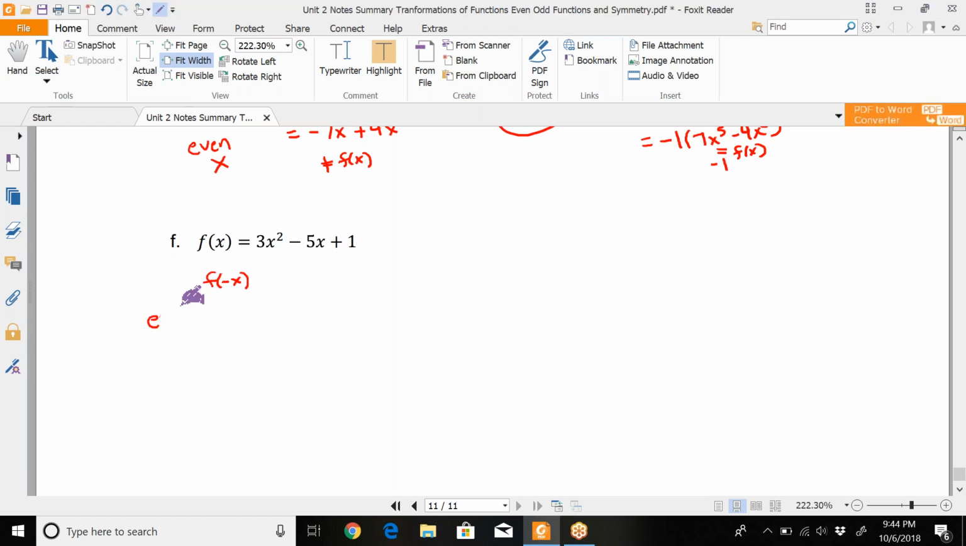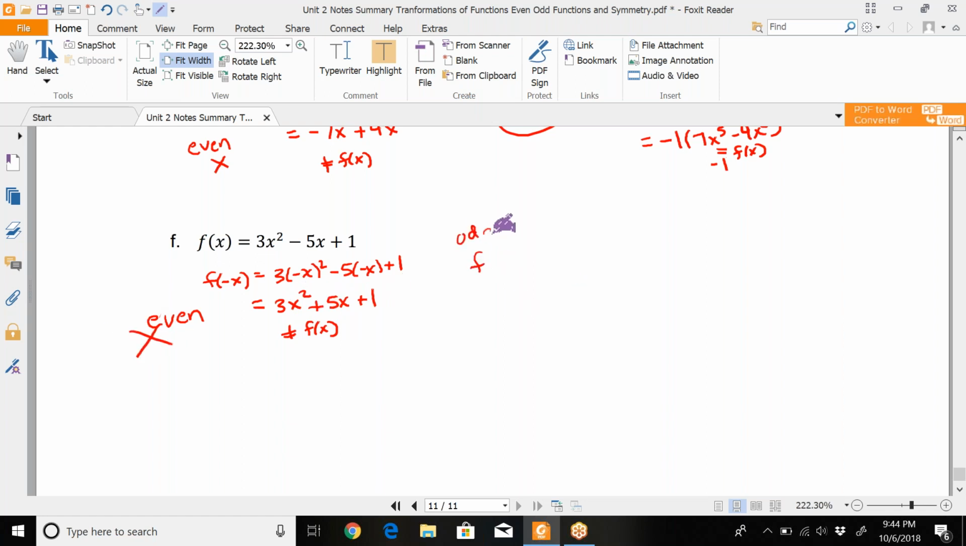So I'm doing the even test first. If we put in negatives for all of the different x's, notice that this gives me a negative squared is going to be a positive, so that's actually just going to stay 3x squared. But this is a negative to the first power, so it's going to multiply and give me a positive 5x. So notice that is not the original function because that 5x changed signs. So it fails the even test.